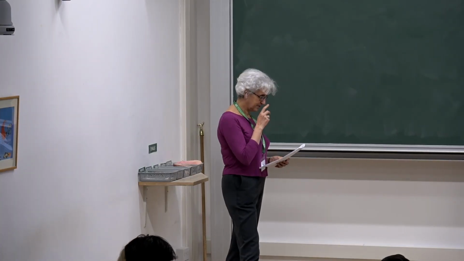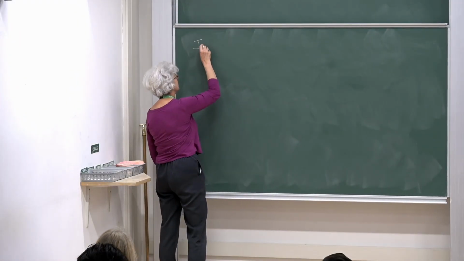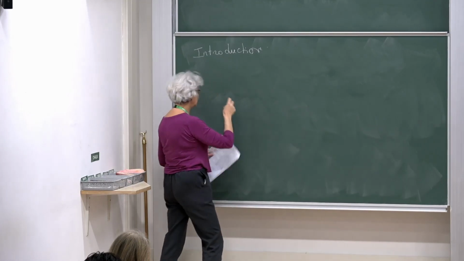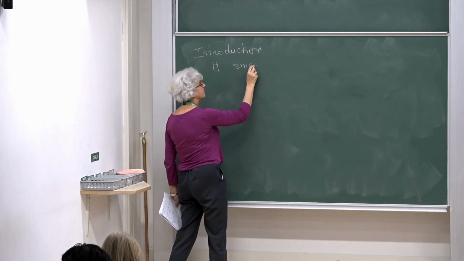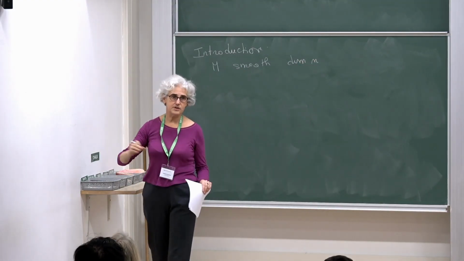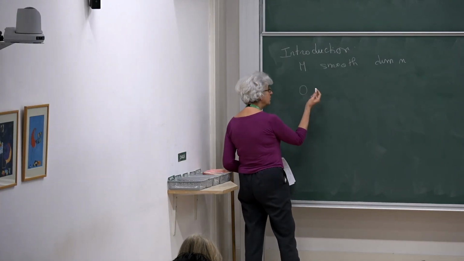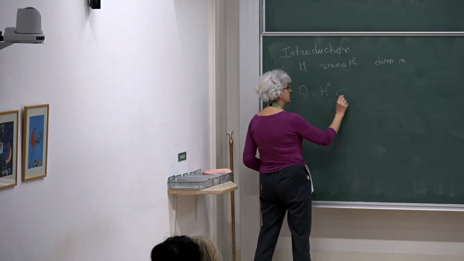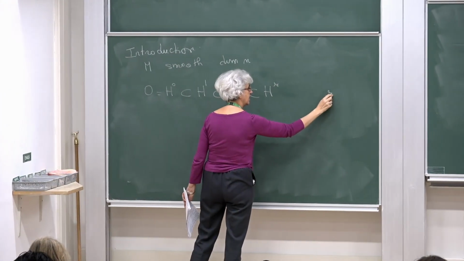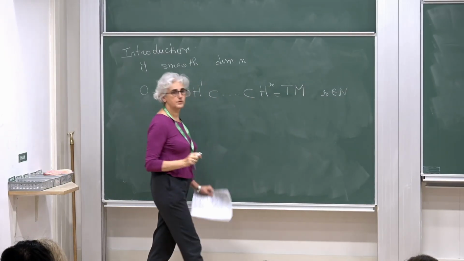So the first thing I have to do, I guess, in an introduction, is to say what a filtered manifold is. I take a smooth manifold of dimension n, and I say that it's filtered if I have a nested sequence of subspaces of the tangent space. I start with 0, this is my H0, which is included in H1, and so on up to Hr, so I have r steps in my construction, and the last one is the tangent space.